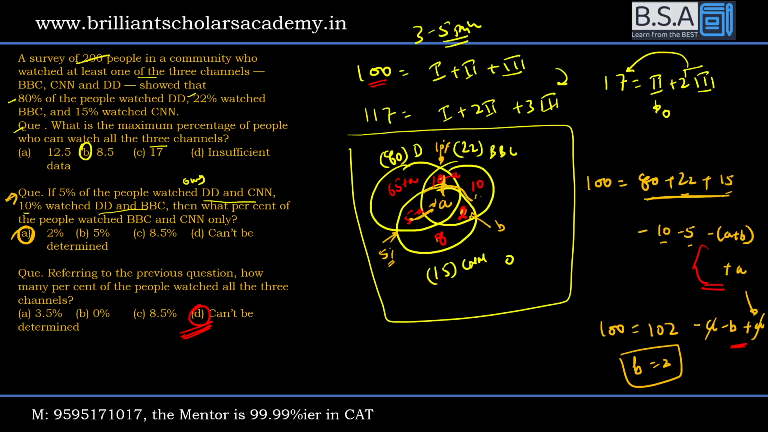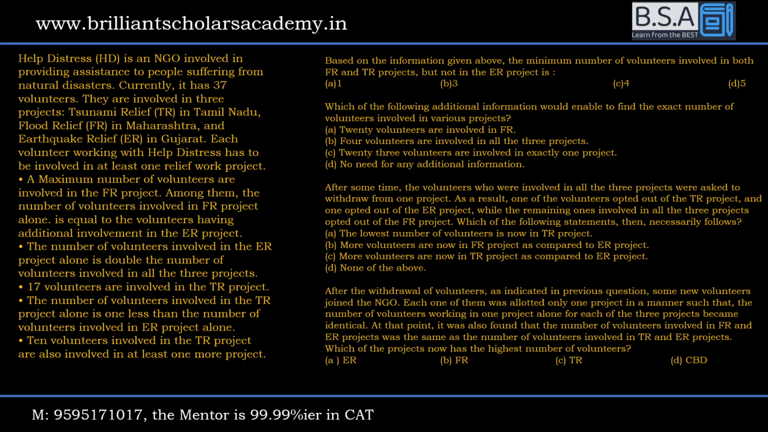Moving on. Another very beautifully framed question you see after some time withdrawal and so on so on. So new data is given to you. You see such a large question, LRDI कुछ ना कुछ नया बोल रहा होगा. What is the minimum possible number of volunteers? Which of the following information would enable me further to so on so on?